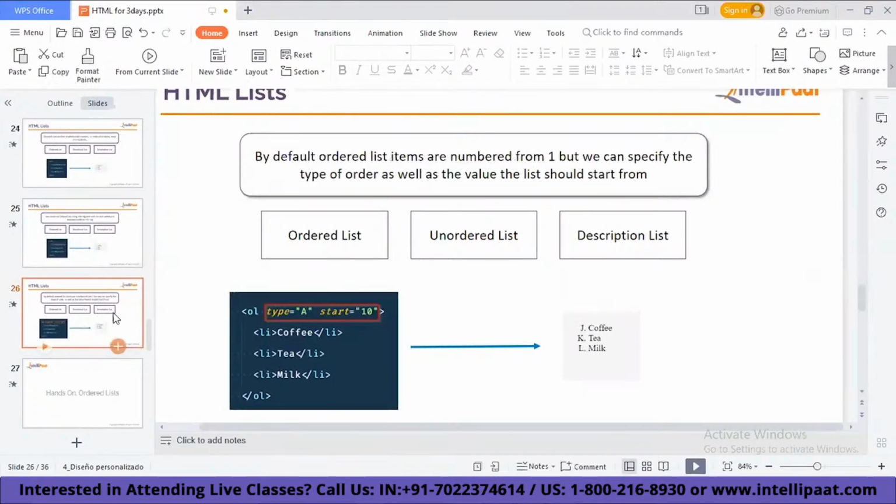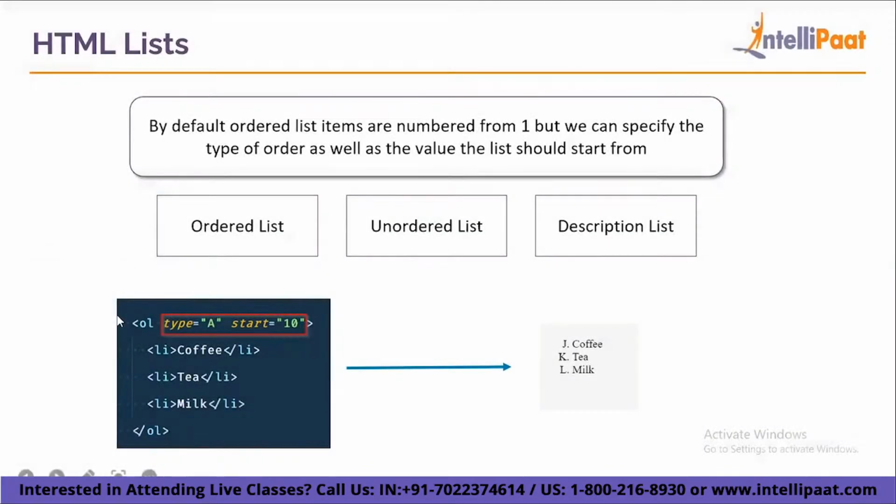What they are trying to say in this specific PPT is that you can change the order number. How can you change it? By giving specific attributes: type equals A and start from 10. This is a special attribute which you give based on your business requirement only. So here, the meaning is that by default, ordered list items are numbered from one.